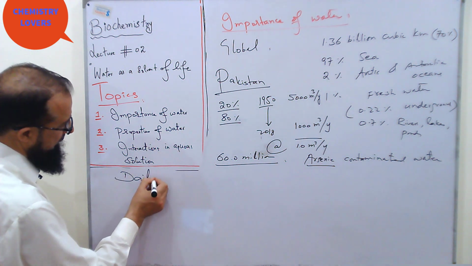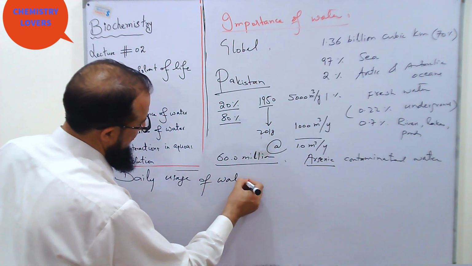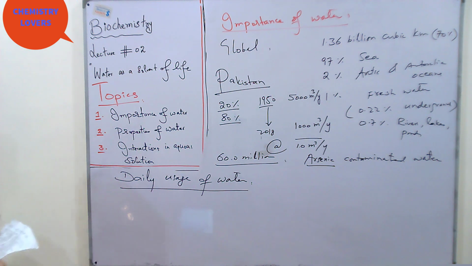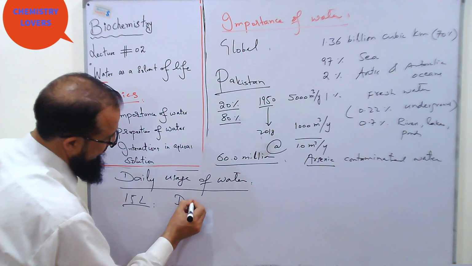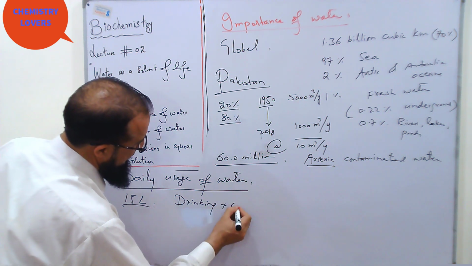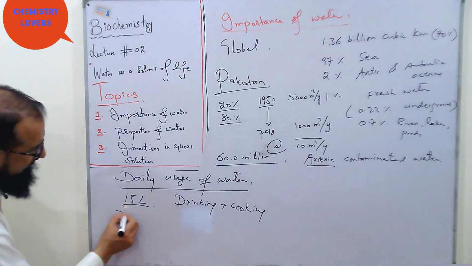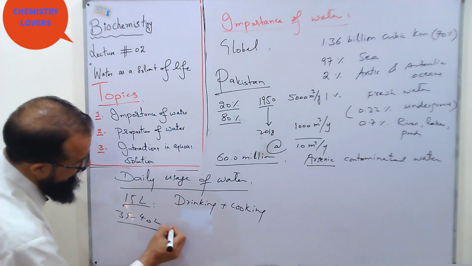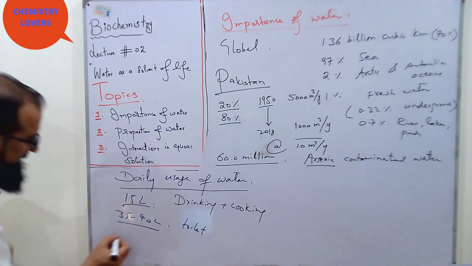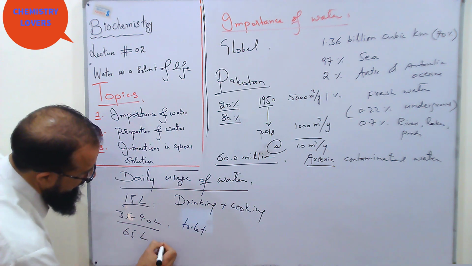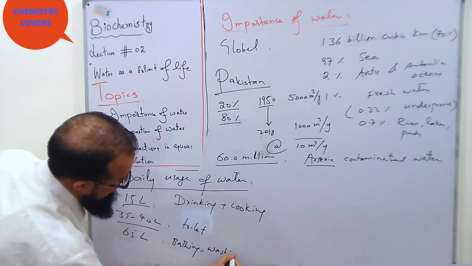Daily usage of water. How much water are we using daily? So about 15 liters of water we are using for drinking and cooking purposes. Similarly, 35 to 40 liters of water we are using for toilet purposes, while 65 liters of water we are using for bathing, washing, etc.